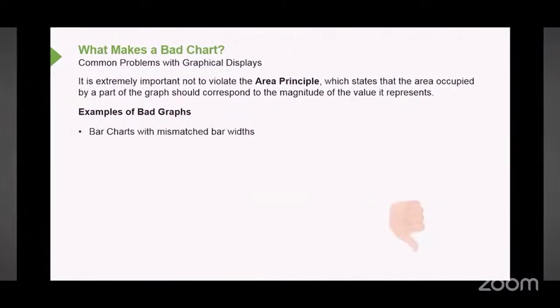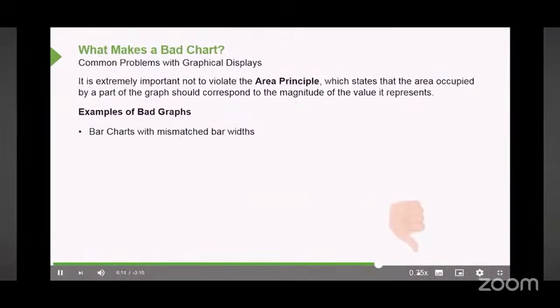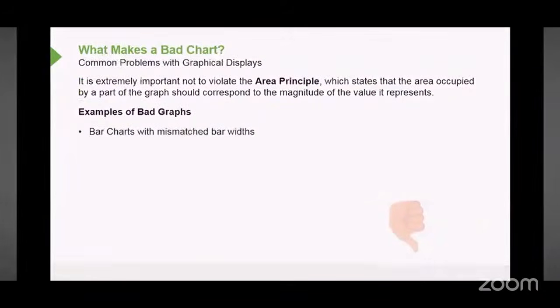If we have bar charts with mismatched bar widths, then this is bad because it violates the area principle. Say high school A and high school B in our example had the same number in them. Say they each had 14 students. If the bar for high school A is wider than the bar for high school B, it's going to appear that high school A makes up more of the sample than high school B because the areas of the bars aren't the same. We don't want that. We want all of our bars to have the same width.